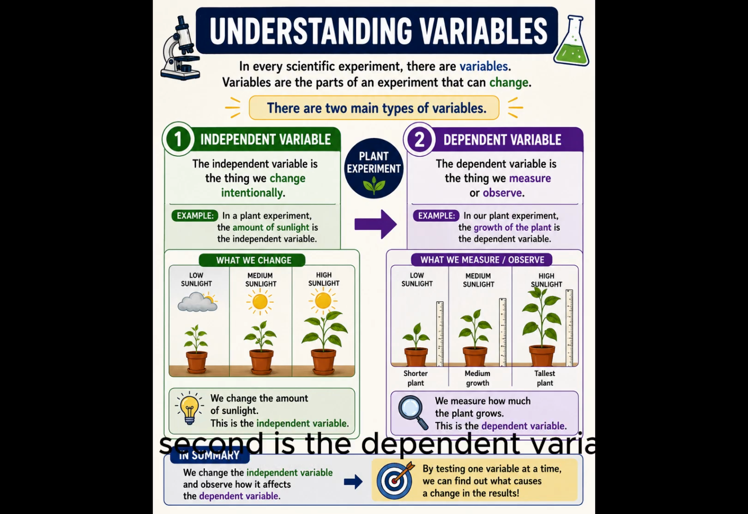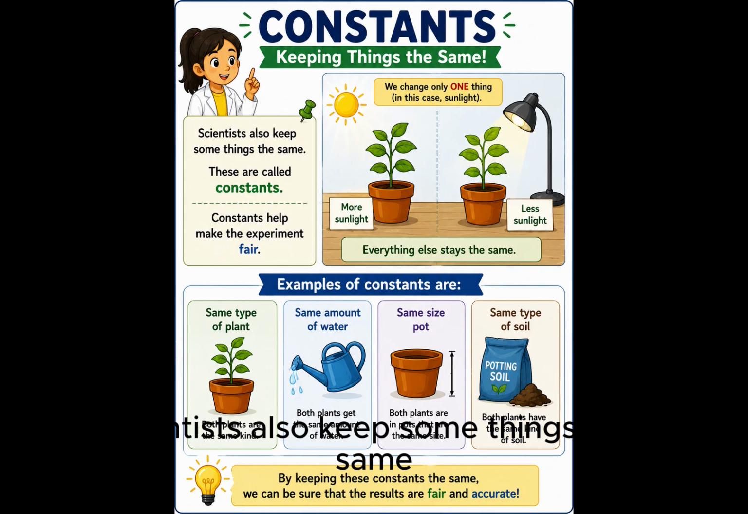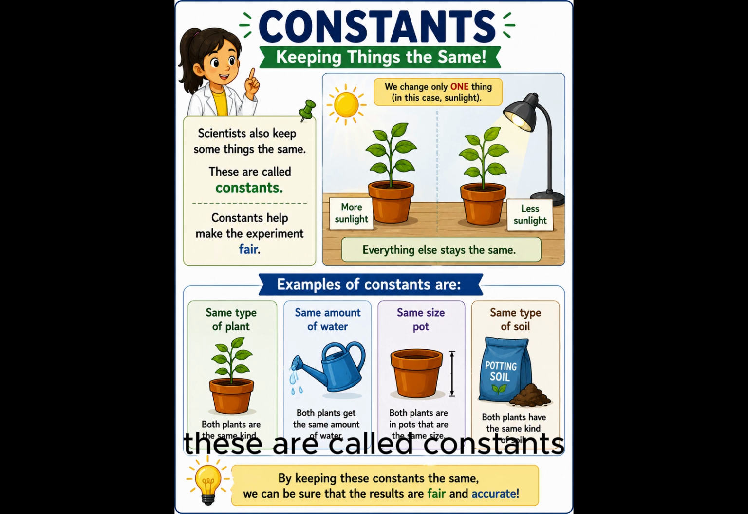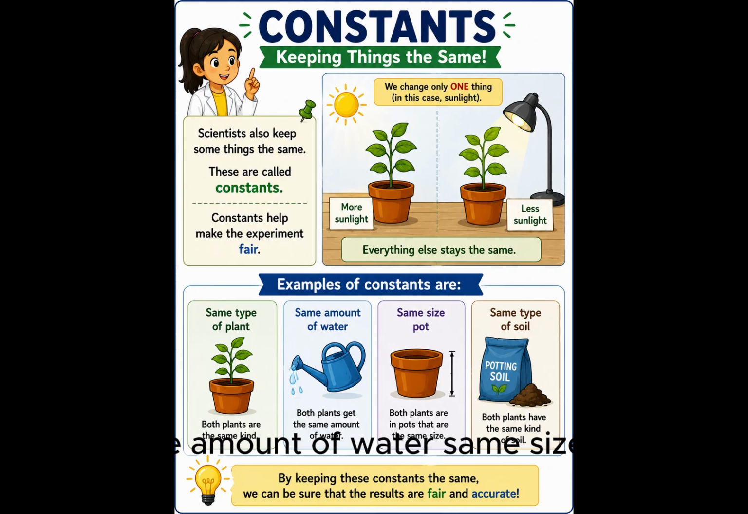The second is the dependent variable. The dependent variable is the thing we measure or observe. In our plant experiment, the growth of the plant is the dependent variable. Scientists also keep some things the same. These are called constants. Constants help make the experiment fair. Examples of constants are same type of plant, same amount of water, same size pot, and same type of soil.